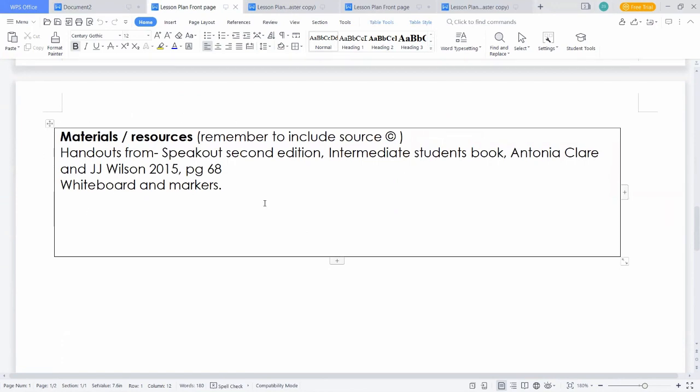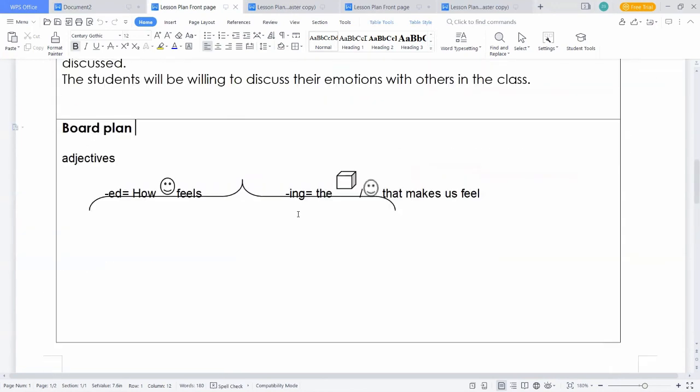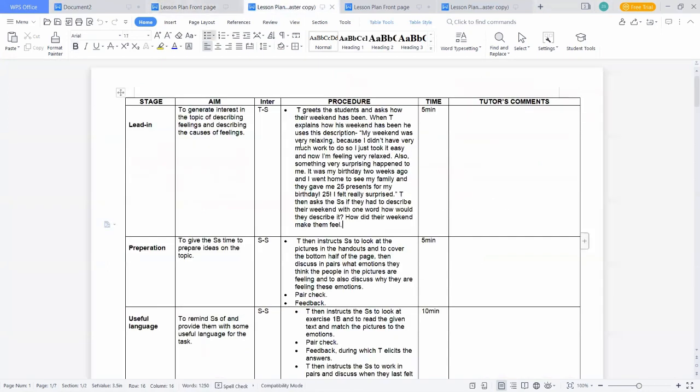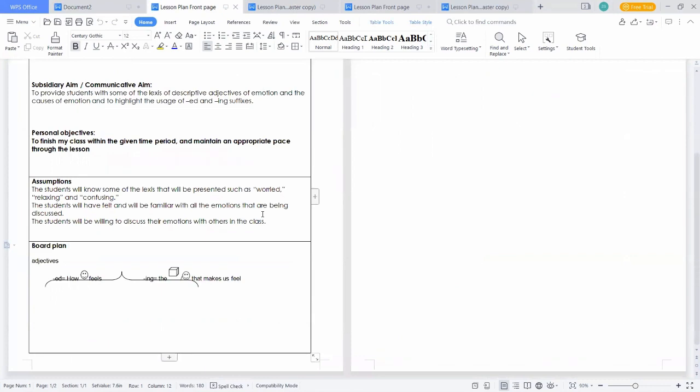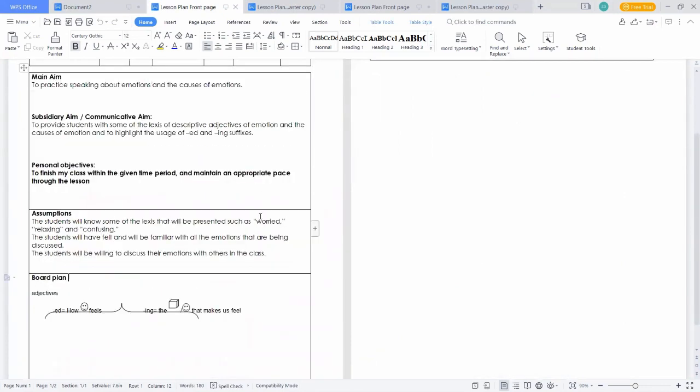Materials or resources isn't too important for this course. So this is the front page. These are the things that you should consider right at the beginning. Your board plan you can fill in while you're planning the rest of your lesson, once you've looked at all your activities. But these four things should be done right at the beginning of your lesson.